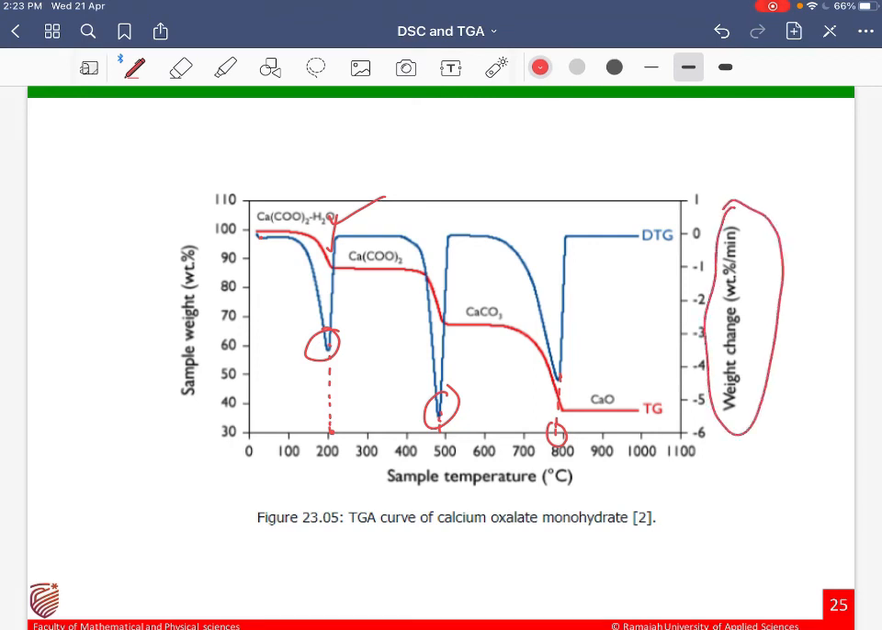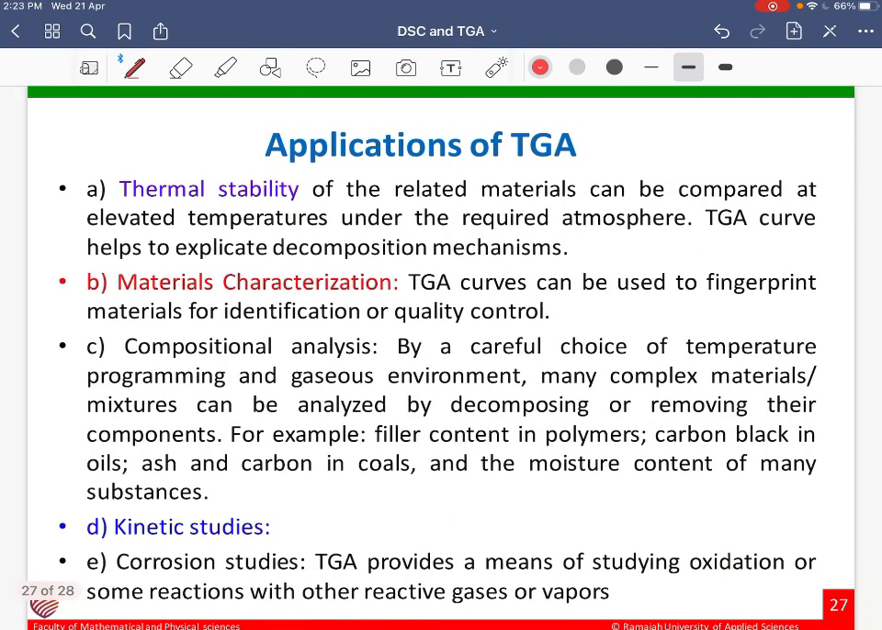In the derivative thermogram, you see it is the weight change, because we are taking the derivative. So if you take a thermogram and its derivative, we will get information such as the maximum degradation temperature, the onset of degradation, at what temperature degradation started, at what temperature degradation finished, and what is the residue or ash content present in the sample after complete degradation.